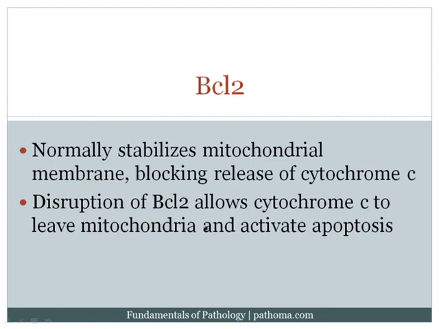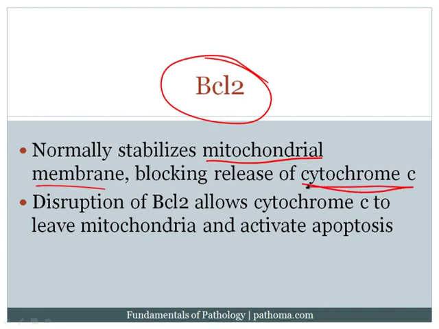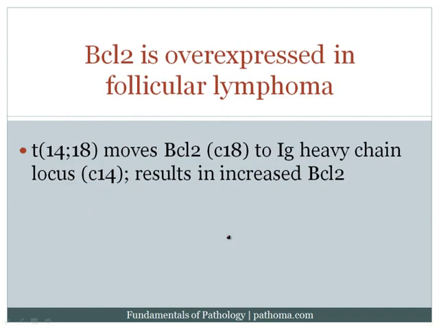One of the important regulators of apoptosis is BCL2. Now, what does BCL2 do? I've told you this time and time again, but we'll repeat it one more time. BCL2 stabilizes the mitochondrial membrane so that cytochrome C cannot be released. If BCL2 gets disrupted, cytochrome C can leak out, which then activates caspases and subsequently results in apoptosis. So this is BCL2. Now, one of the high-yield principles to be familiar with regarding BCL2 is that BCL2 is overexpressed in follicular lymphoma. Okay, let's go back.